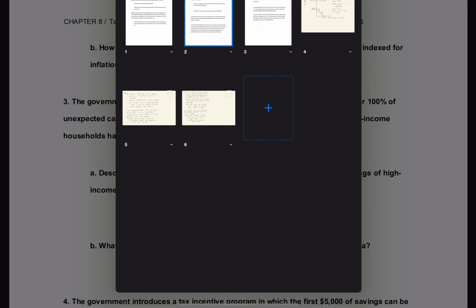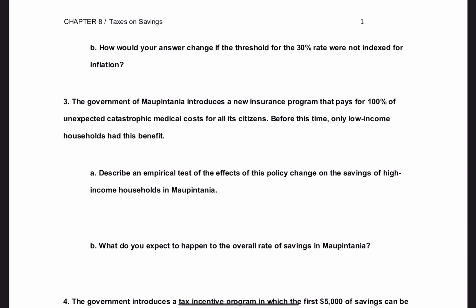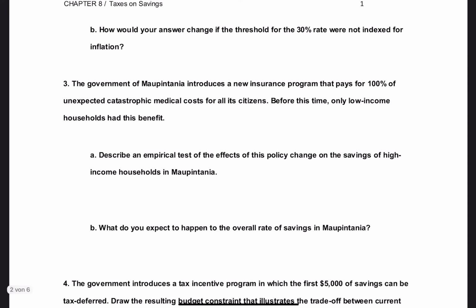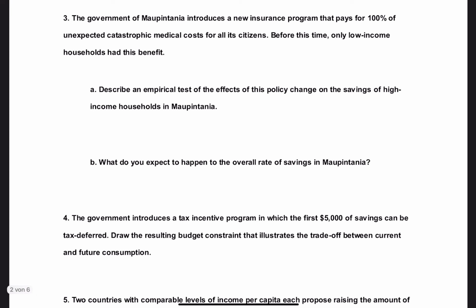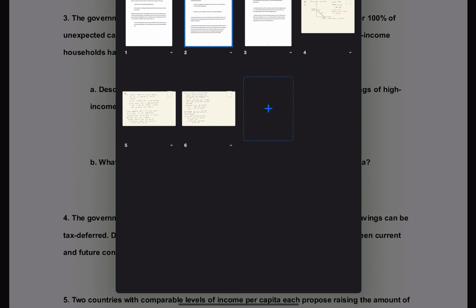This brings us to sub-exercise. Oh no, I think this is already exercise 3. Exercise 3: The government of Mauritania introduces a new insurance program that pays for 100% of unexpected catastrophic medical costs for all its citizens. Before this time, only low-income households had this benefit. Question A: Describe an empirical test of the effects of this policy change on the savings of high-income households in Mauritania.